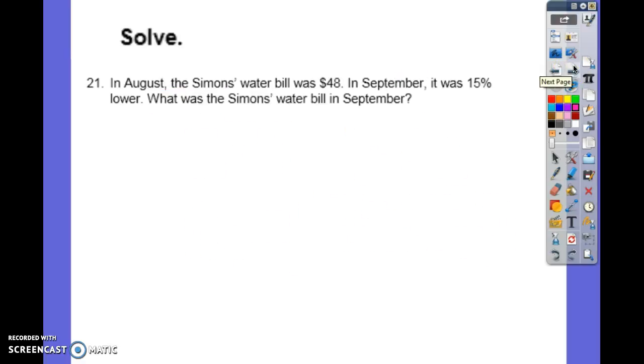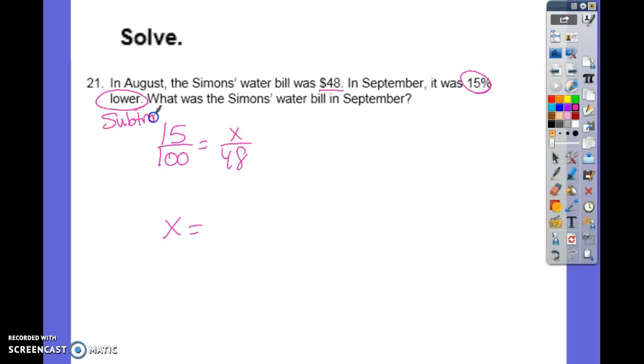Number 21. In August, the Simons' water bill was $48. In September, it was 15% lower. What was the Simons' water bill in September? So we're going to need to figure out what is 15% of 48. 15 over 100 equals x over 48. We will solve this proportion, and we will get whatever 15% is of 48. Since their bill was lower, we are going to be subtracting.